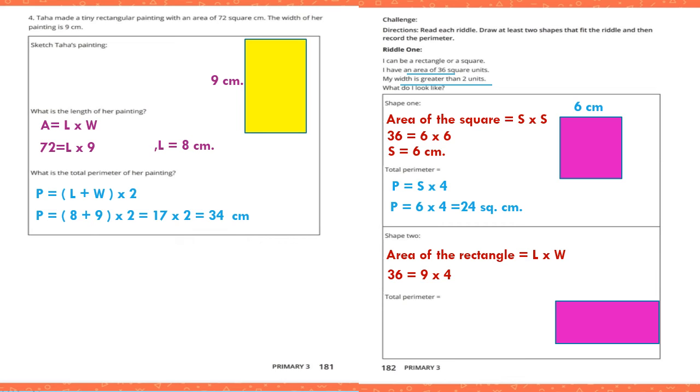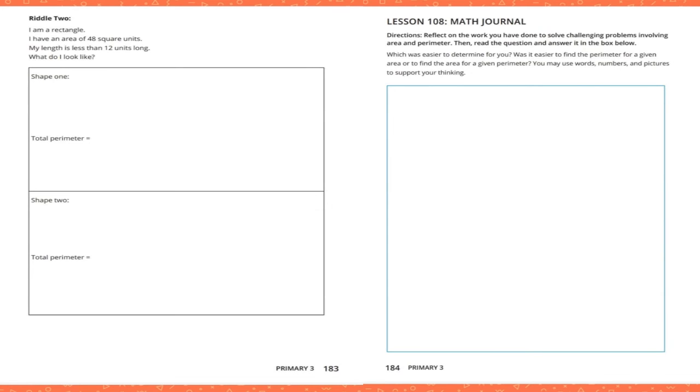The total perimeter will be length plus width all times 2. So it will be 9 plus 4 all times 2 equal 13 times 2 equal 26 centimeters. Riddle 2. I am a rectangle. I have an area of 48 square units. My length is less than 12 units long.